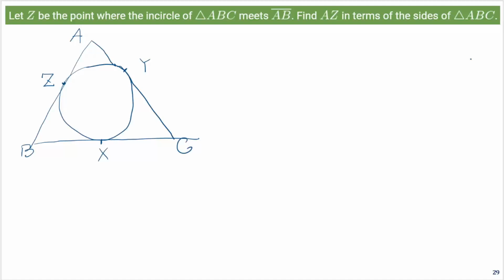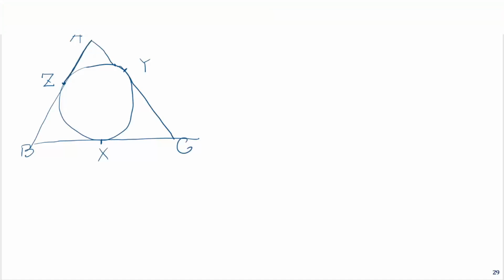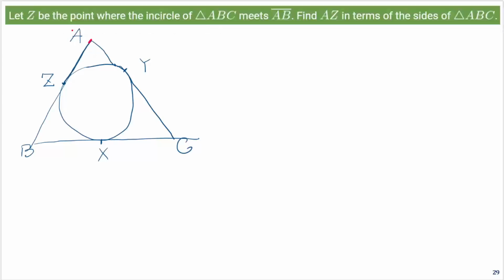Okay, so can you express the length of AZ here, this length, in terms of the size of triangle ABC?